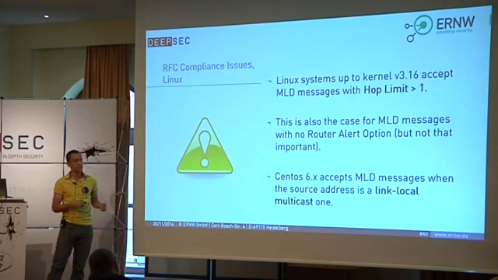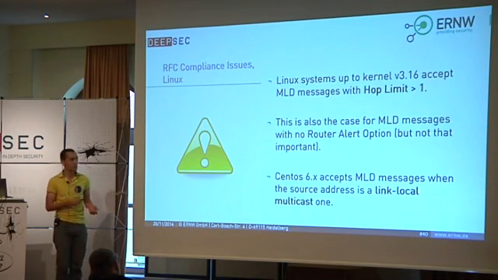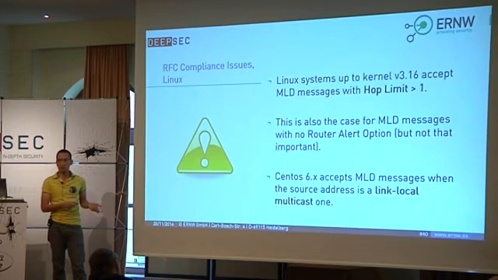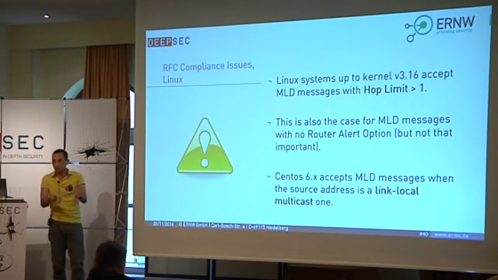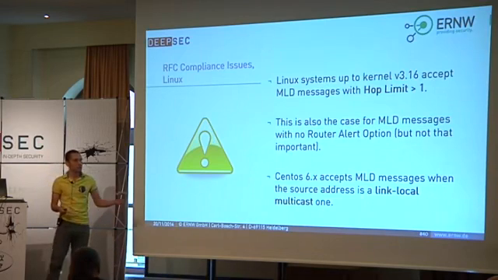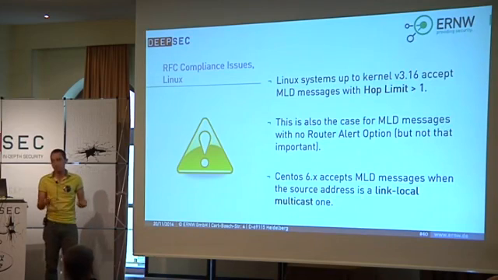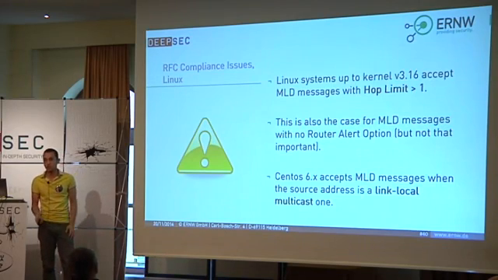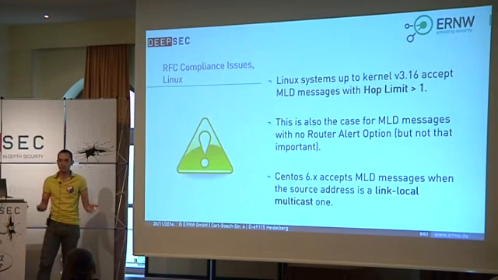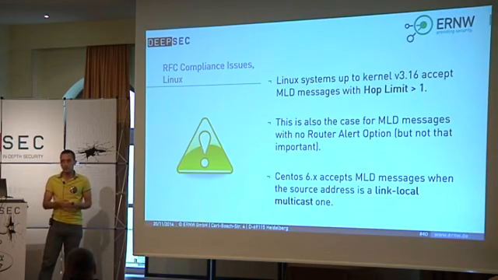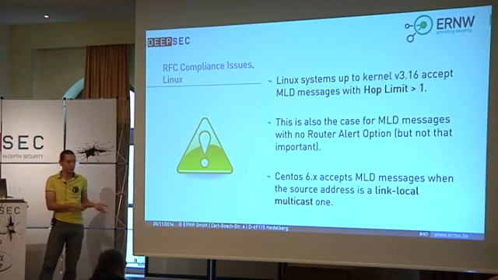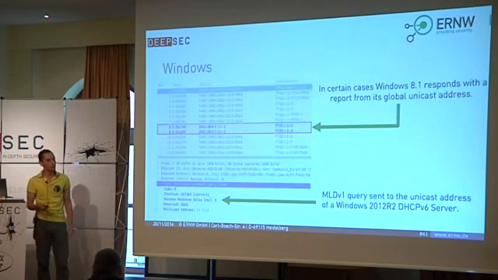There's also the case that a lot of Linux distributions accept MLD messages without the router alert option. They are invalid. The router is not going to look at them if it doesn't know that it should look at them, because there's some interesting information there. And there are some other compliance issues, like CentOS accepting MLD messages when the source address is a link local multicast address. That shouldn't be the case. That's even prohibited in the IEEE specification of Ethernet. It says no multicast MAC address should be defined as source addresses. So you see there's a lot of stuff going on here.